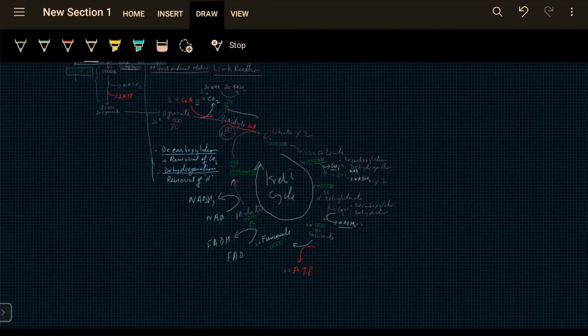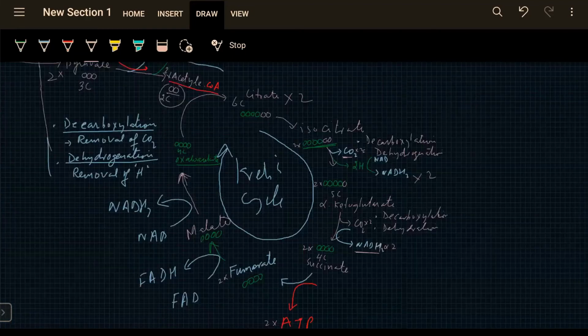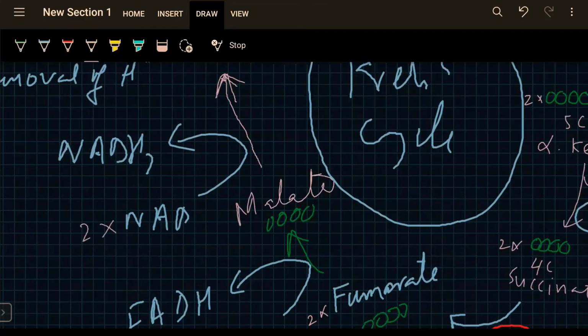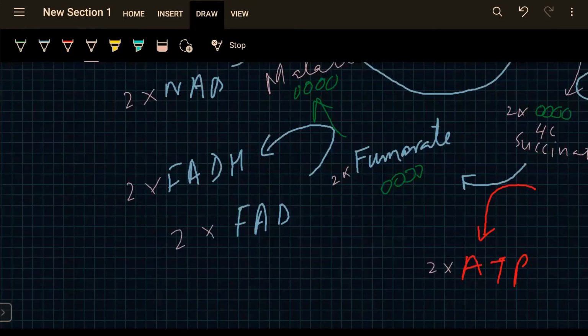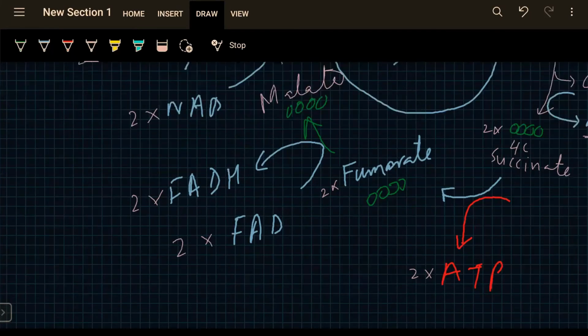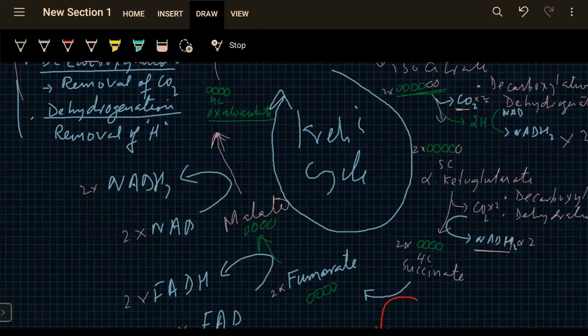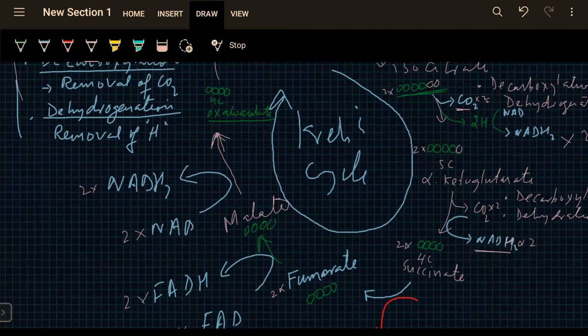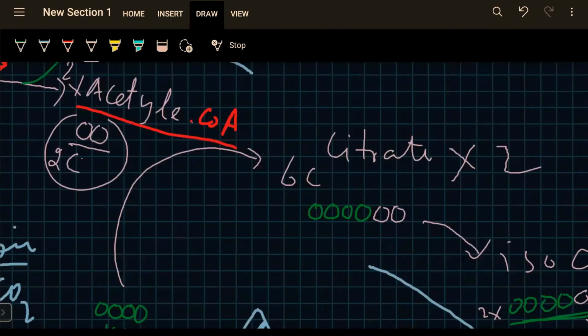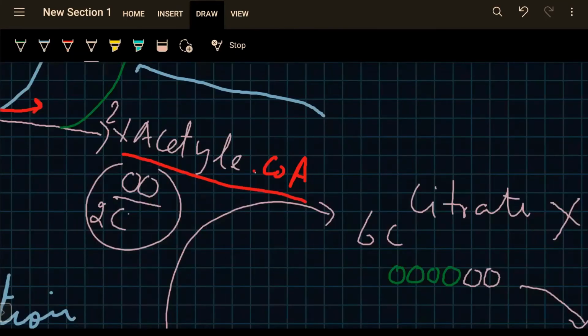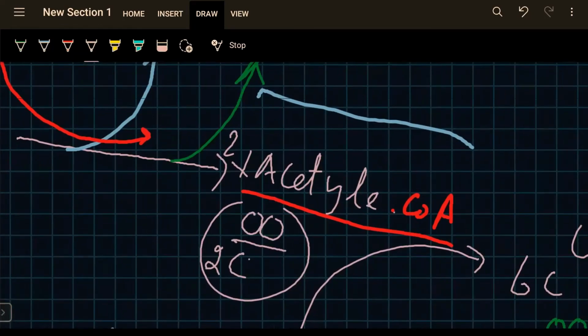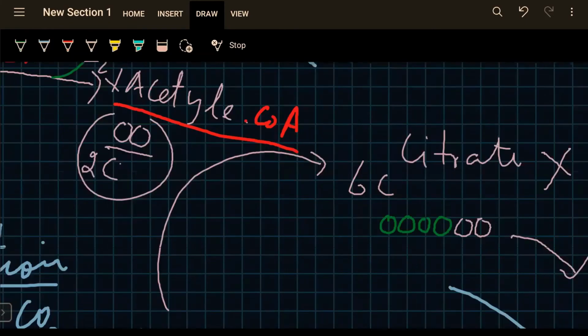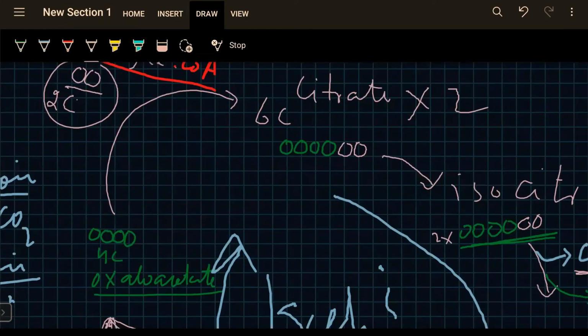See, everything doubles here. So this will have 2, this will have 2. So this also has 2, this also has 2. So every product and reactant in Krebs cycle doubles. Why? Because there were 2 acetyl coenzyme A molecules produced from 2 pyruvate molecules, which in turn were produced from 1 glucose molecule. So if we talk about this Krebs cycle for 1 glucose molecule, it runs twice.